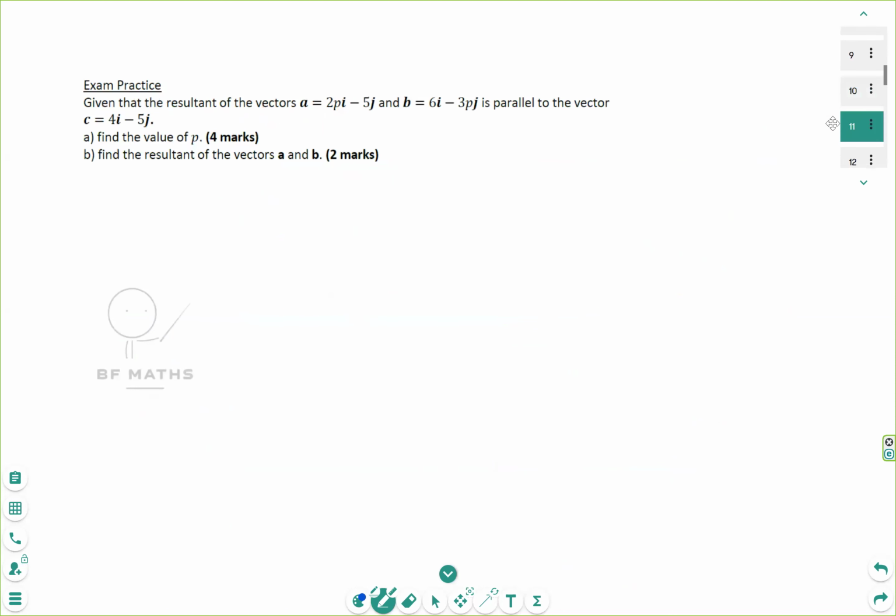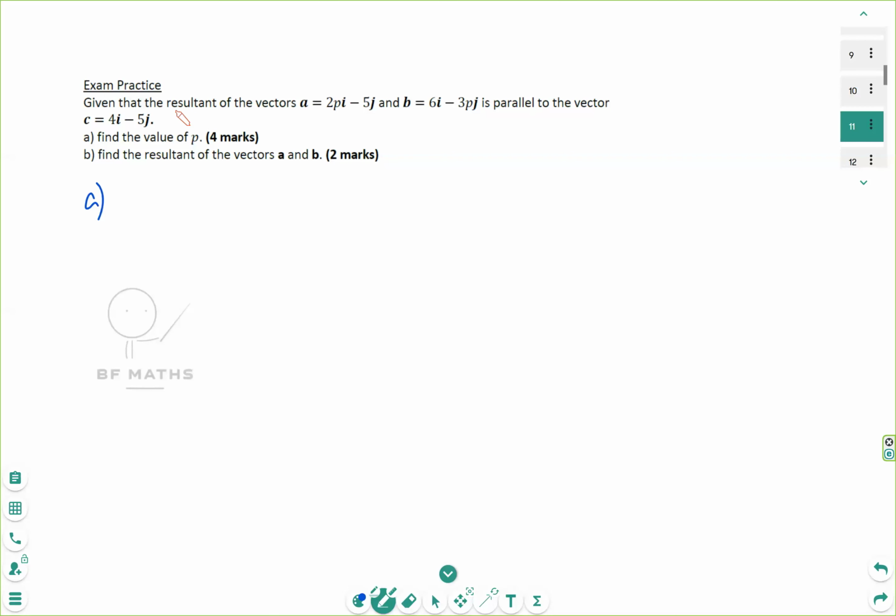Right, exam practice. Pause the video, have a go at the question. When you're ready for the answer, you can press play. Okay, probably I've not explained: resultant of the vectors, in case you don't know, means you will do a plus b. So resultant vectors are the same as the sum, add them up together. So the resultant of vectors a and b means a plus b is parallel to c. Hopefully that gives a bit of clarification. Pause the video, have a go.